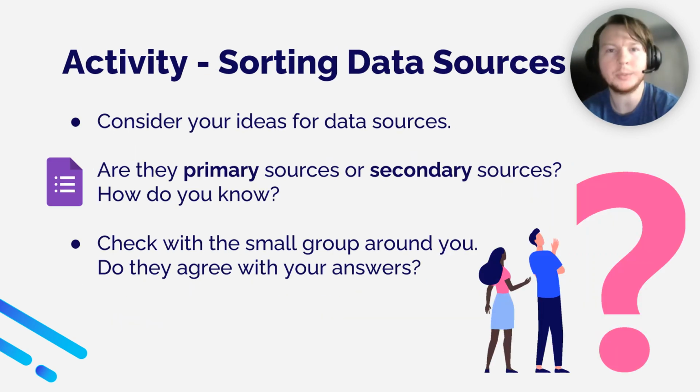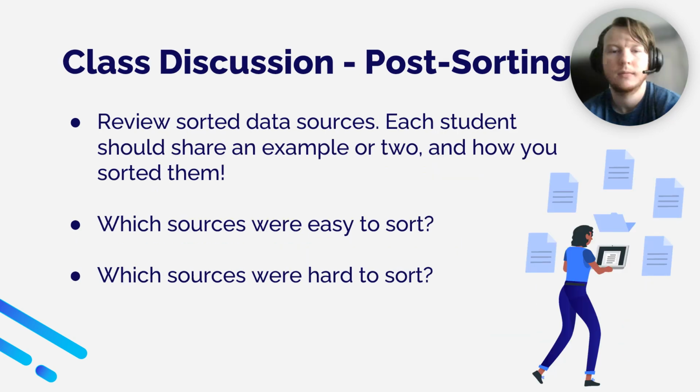On this next slide, we revisit our local issue project that we talked about at the beginning of this class and the data sources that students brainstormed for that issue. We want them to categorize these as either primary or secondary sources and check those answers with the small group around them and see if everybody agrees. Once students have talked through their data sources with their small group, we want them to share a few with the class, including how they sorted them as either primary or secondary.